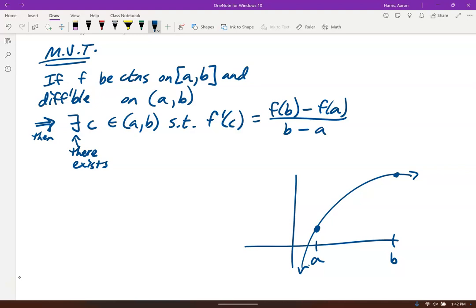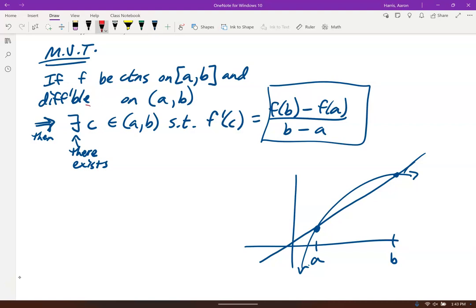Then it says, let me look at the right-hand side of this for a minute. There must, well, let me get to the exist part. But the right-hand side says the slope, right? Notice this is y2 minus y1 over x2 minus x1. Here's the slope of that secant line through A, f of A, and B, f of B. That's the slope, whatever that positive slope is. What the mean value theorem is saying is there must be some c in there whose derivative, whose slope of the tangent, is equal.